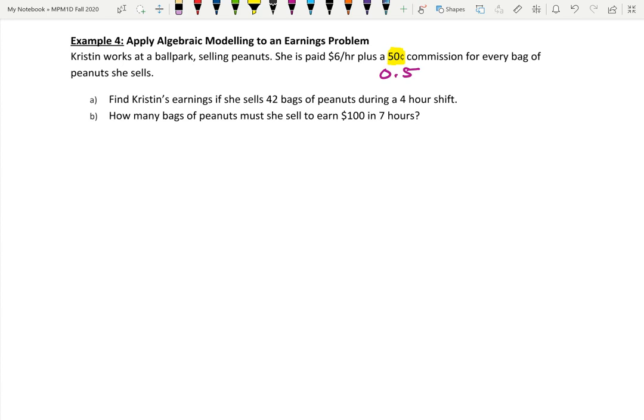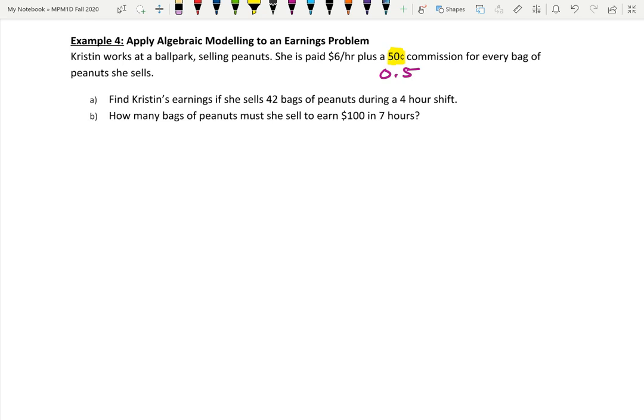I'm writing my cents in dollars form. That's something to remember when you are calculating money. Make sure that it's all in the same units. Okay, so cents and dollars is not the same units. So I'm converting all my cents to dollars. If you don't, you're going to get the wrong answer.